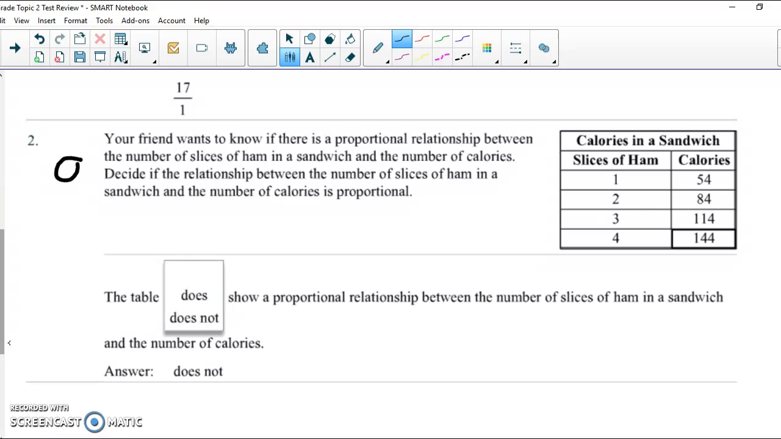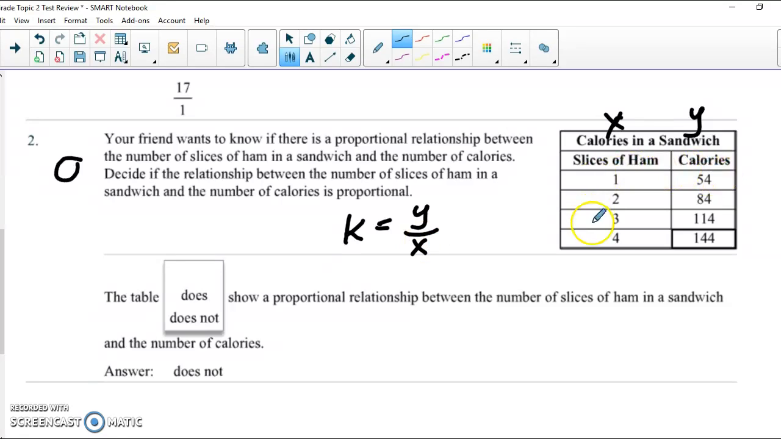Your friend wants to know if there's a proportional relationship between the number of slices of ham in a sandwich, which we see in our first column, and the number of calories, which is our second column. So we might be thinking of X and Y. Decide if the relationship is proportional. We are looking for a constant, and our constant is always that Y to X ratio.